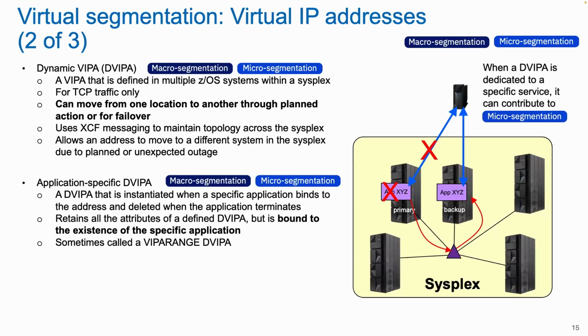What's nice with that one is that other dynamic VIPAs are associated with an entire TCP/IP stack on a system, while application-specific dynamic VIPAs are associated with an application. So we start getting into this kind of microsegmentation. Now you can have an application that owns an IP address, so wherever that application goes within the sysplex, it takes that dynamic VIPA with it. From an isolation standpoint, you can limit users that need to access that application only to that IP address, not access to any other IP addresses in the sysplex.